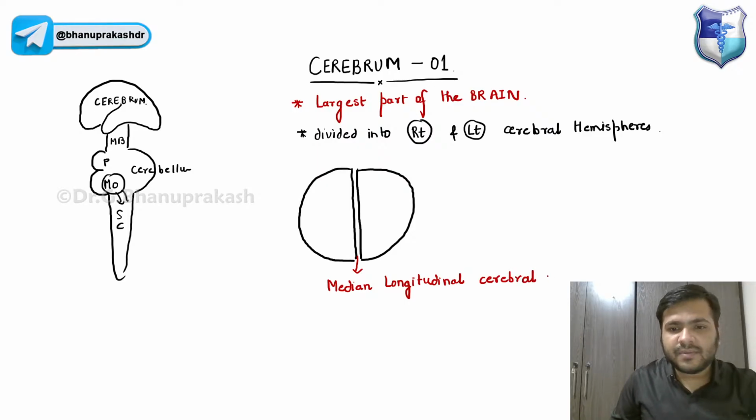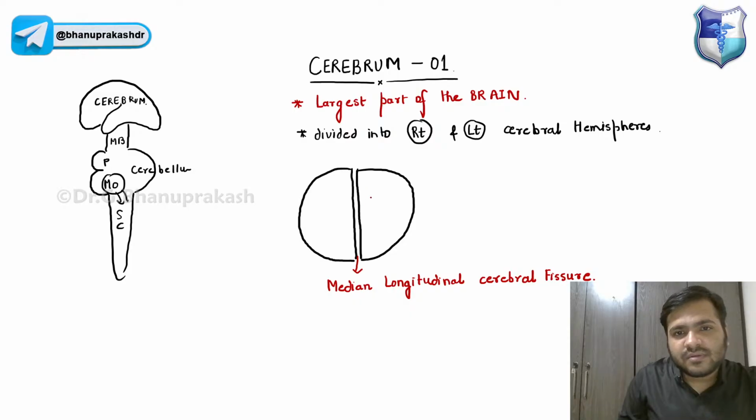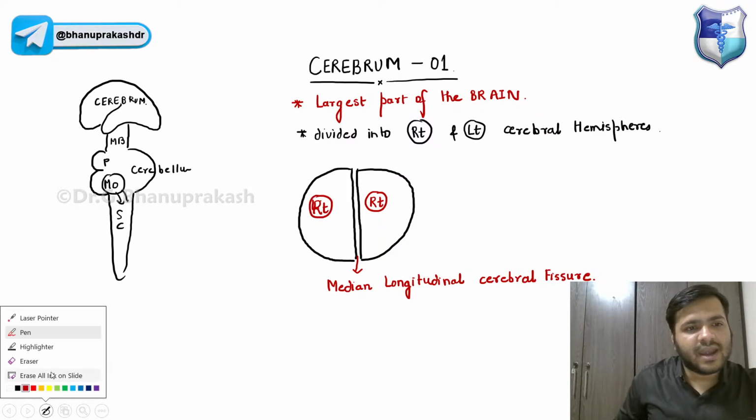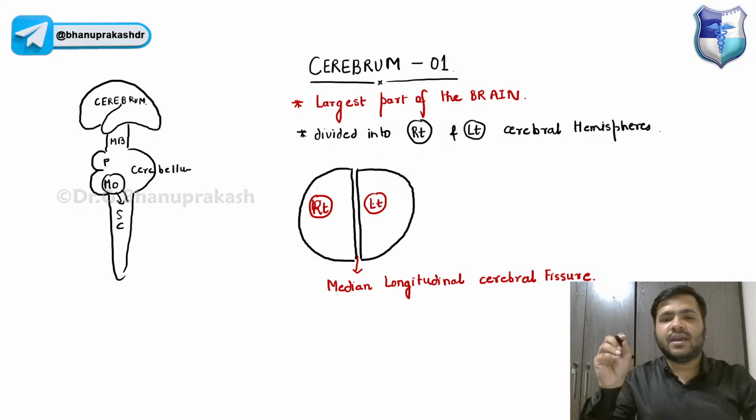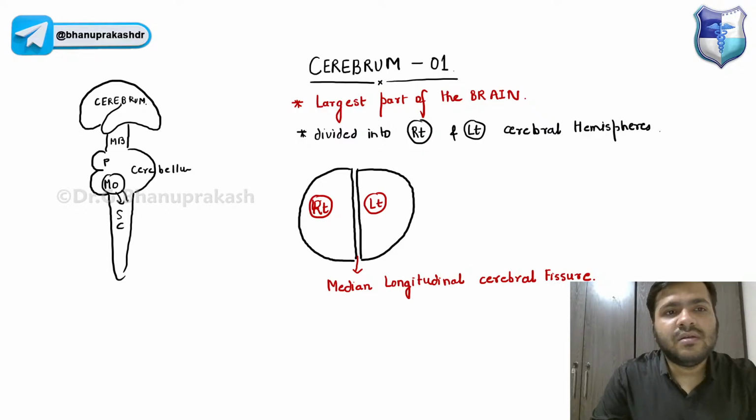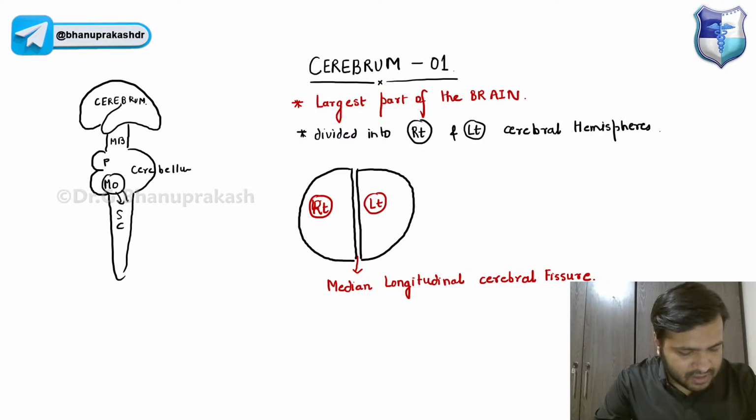Cerebral fissure. Fissure is just like an opening, guys. Median longitudinal cerebral fissure. Now, let us suppose this is the right cerebral hemisphere and this is the left cerebral hemisphere, according to the anatomical position only. So right and left cerebral hemispheres, and in between we have a fissure that is called the median longitudinal fissure.